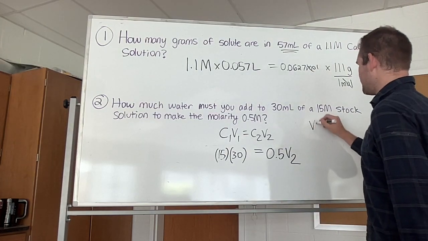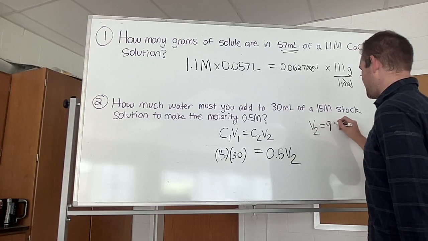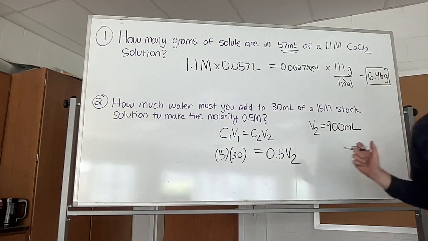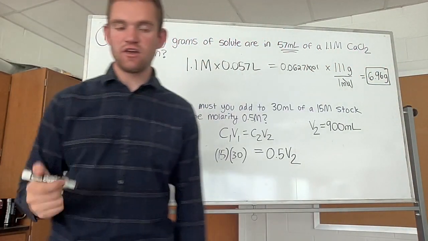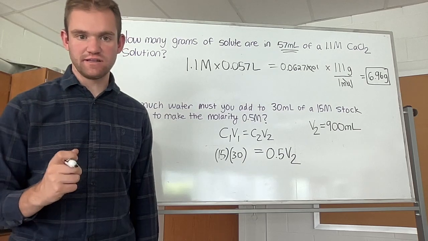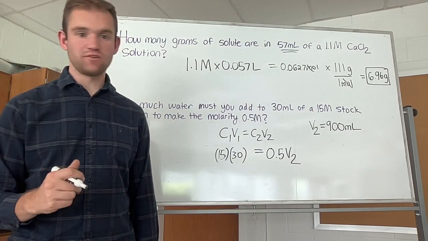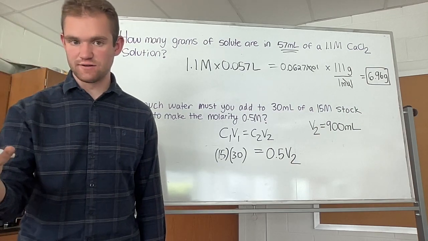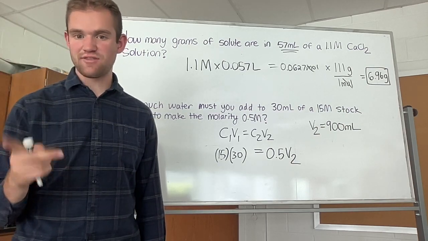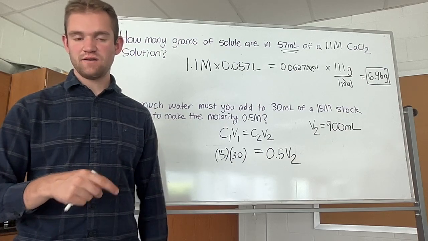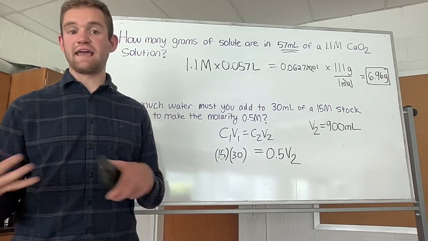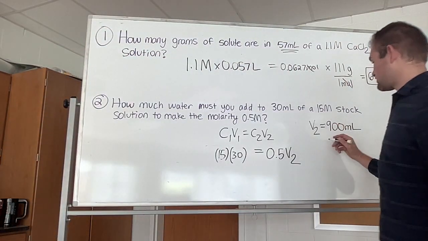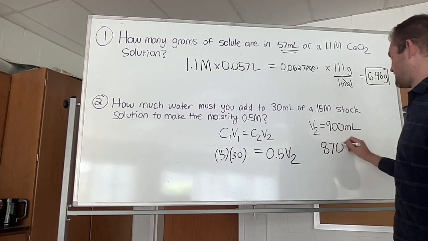Now, volume 2 is 900, but that is not how much water you add. 900 milliliters is where the end volume is. You started with 30 milliliters of your stock solution. So you're not going to add 900, you're going to add a specific amount until you get to 900. So, using subtraction math, 900 minus 30, if you start with 30, you're going to add 870 milliliters to fill it up that much. So my answer to this question is 870 milliliters.